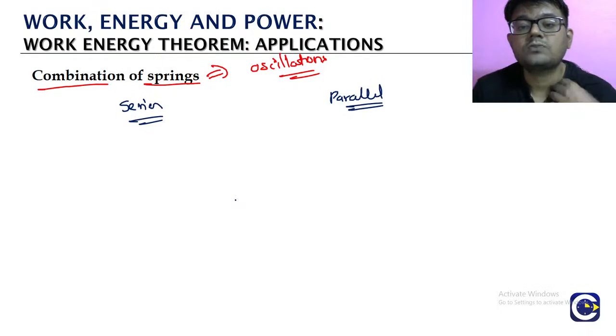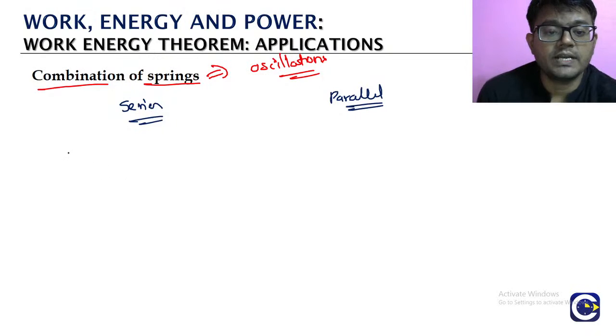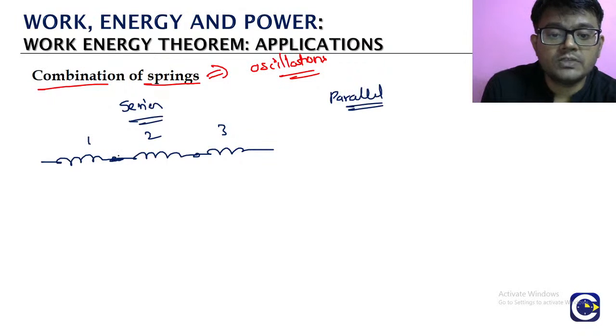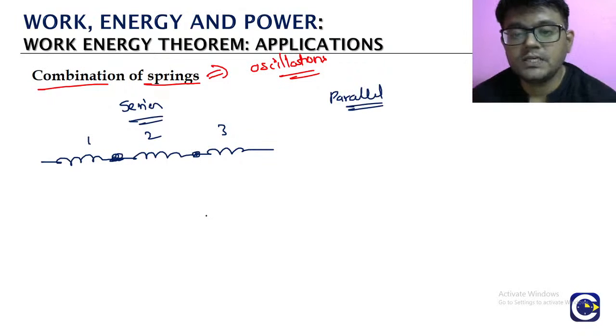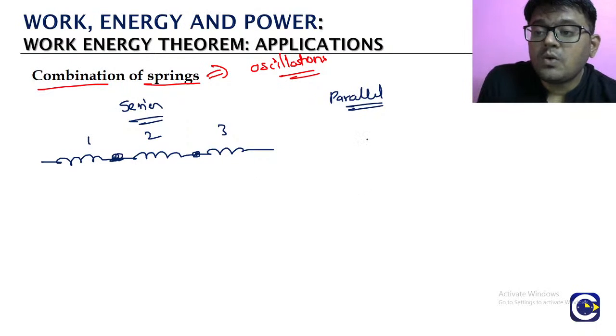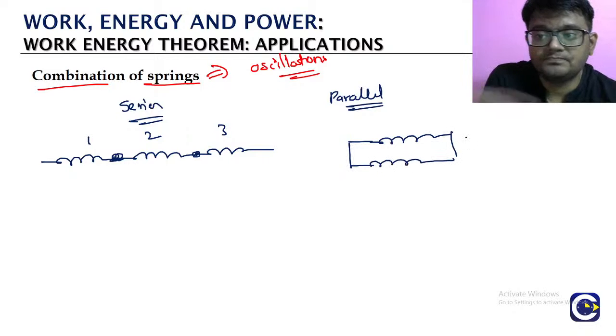What do you mean by series combination of the springs? Look at it. You have a spring. It will have a common point with another spring. Maybe there can be a third spring like this. Spring 1, spring 2, spring 3 like that. So here we'll have a common point. This arrangement is what we call the series arrangement. What will be a parallel arrangement? The springs will be connected end to end.